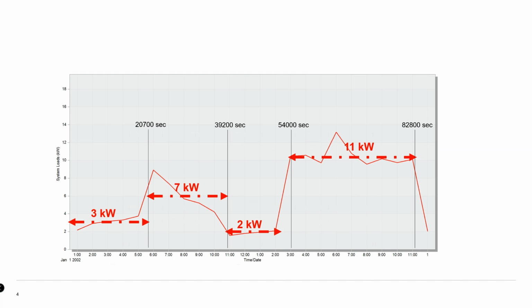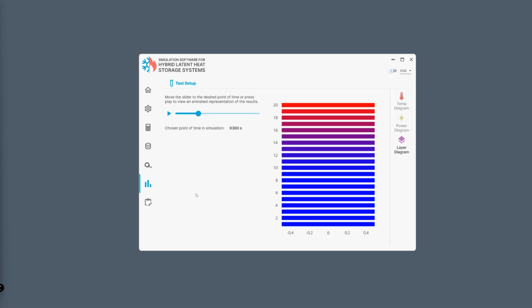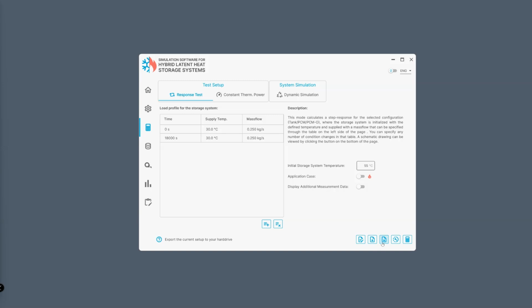If I take out the energy demand, we see that we have approximately 3 kilowatts heating demand until 5:30, afterwards 7 kilowatts, then 2 kilowatts over daytime, then 11 kilowatts until nighttime, and then back to 2 kilowatts. So let's take over this schedule from the simulation, and I prepared this schedule here. You can export or import schedule data.